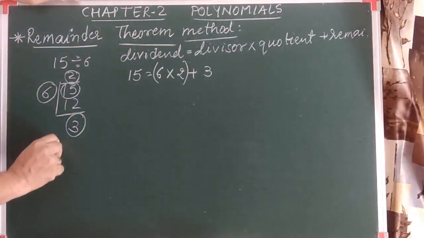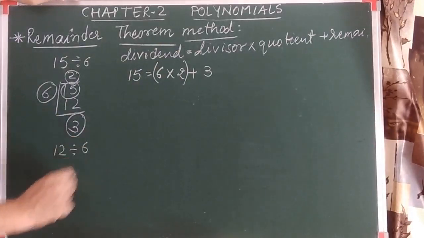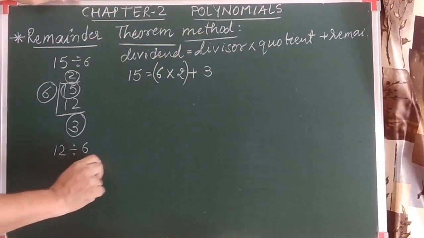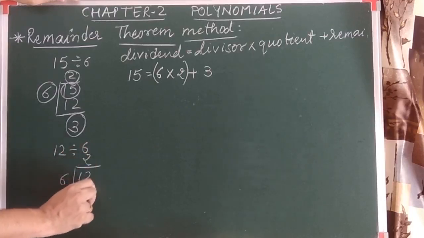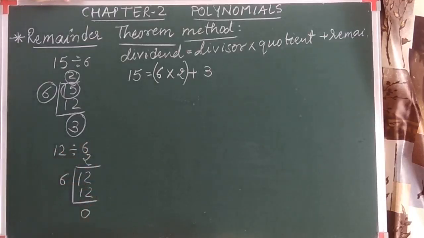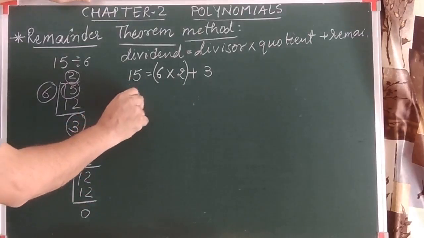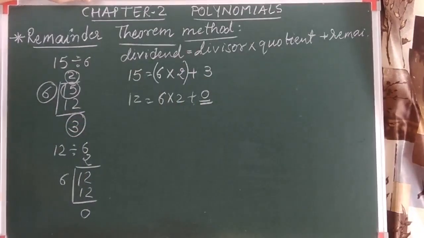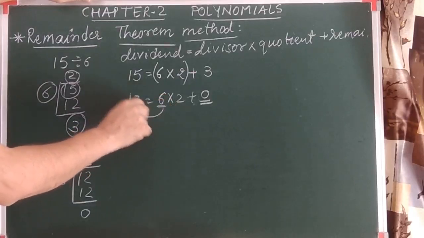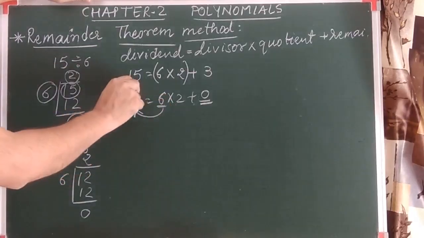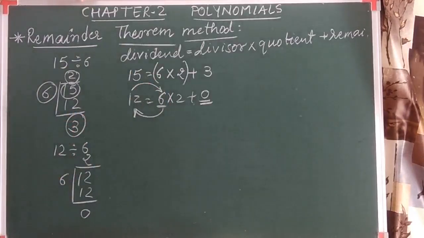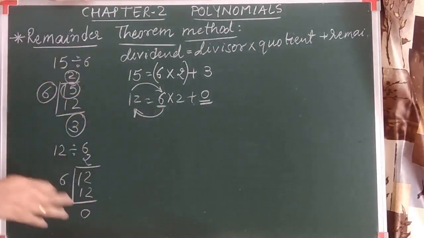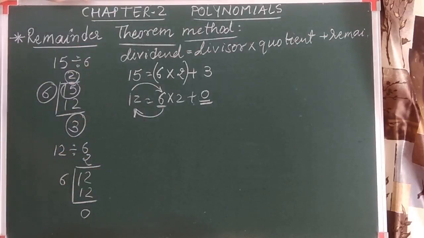Now let's divide 12 by 6. What we obtain when I divide 12 with 6, 6 2s are 12, so we got 0 as a remainder. So here we can say that 6 is a factor of 12. When we obtain 0 remainder, we can say that this divisor is considered a factor of the dividend, or the dividend is considered a multiple of the divisor. This we all know. But let us understand this for the polynomials.